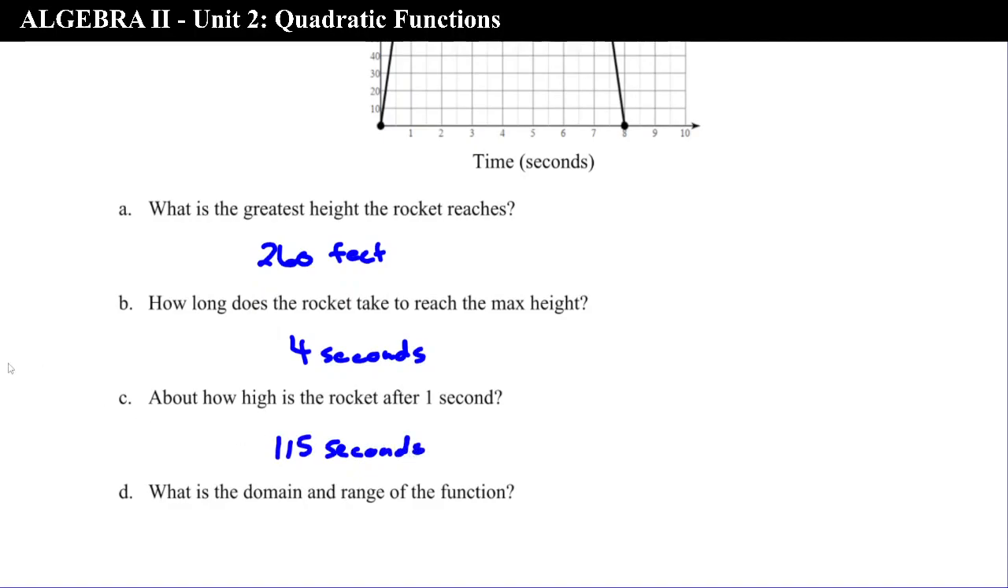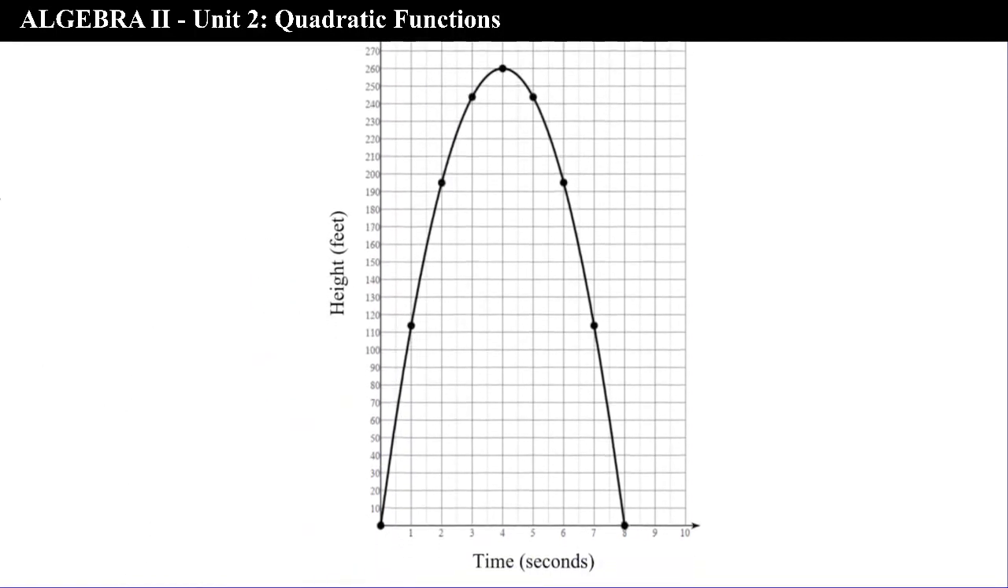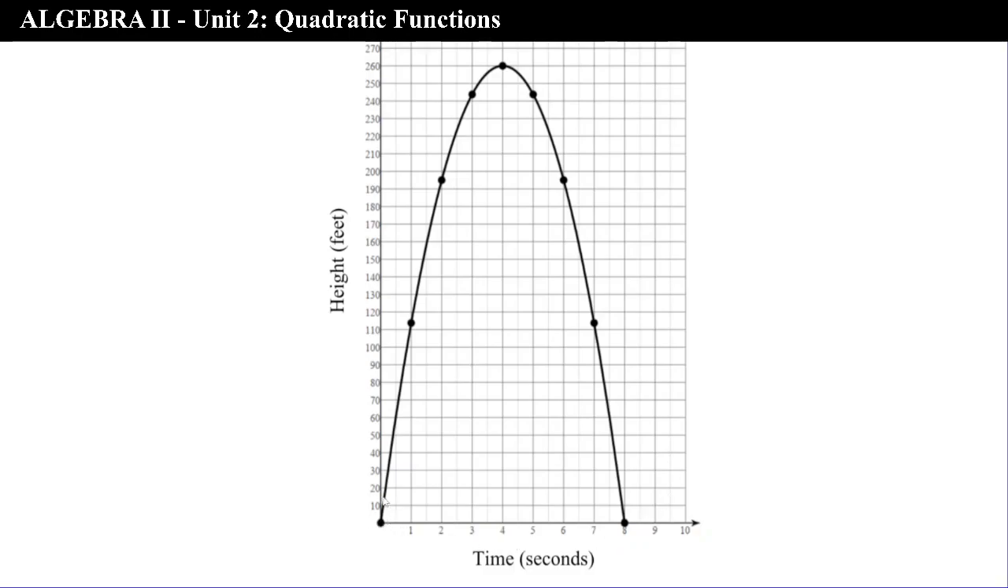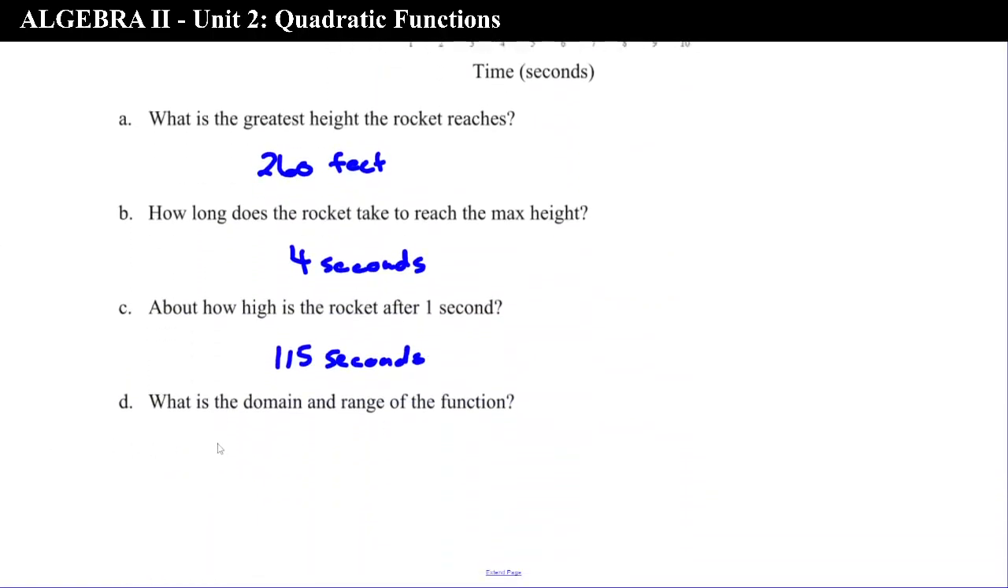And then finally, what is the domain and range of the function? Well, remember, your domain's your x, so your domain would be from 0 to 8, and your range would be from 0 to 260, since that's in your y. So the domain would be from 0 to 8, and your range would be from 0 to 260. And we do include both ends of your bounds in both your domain and range in this case.